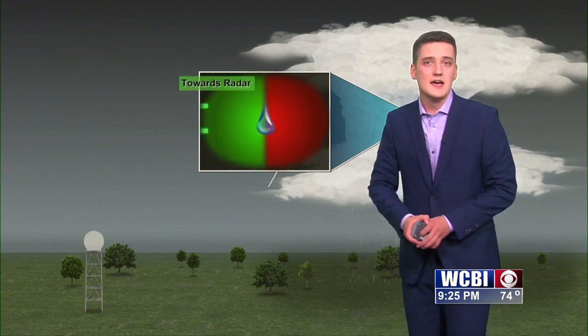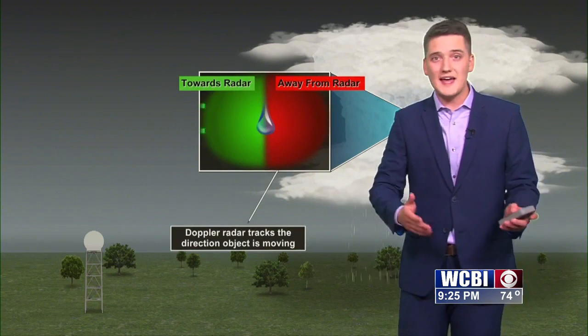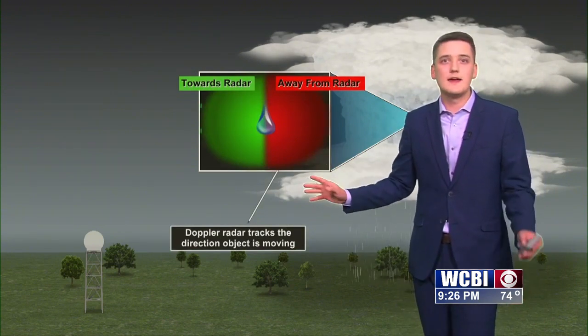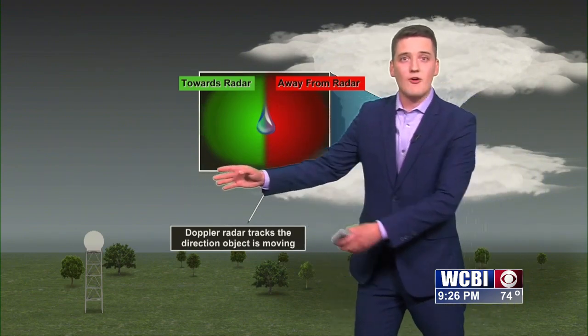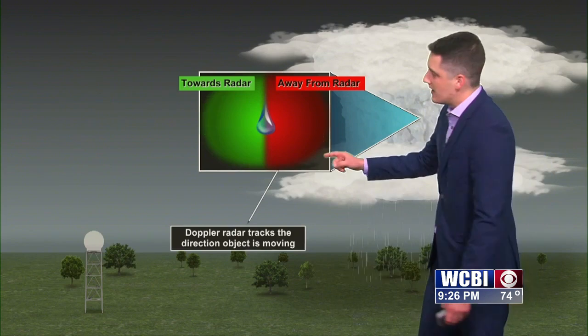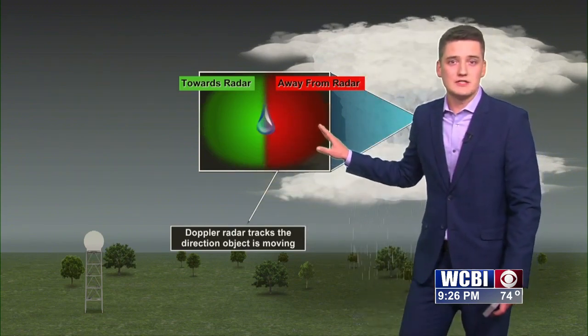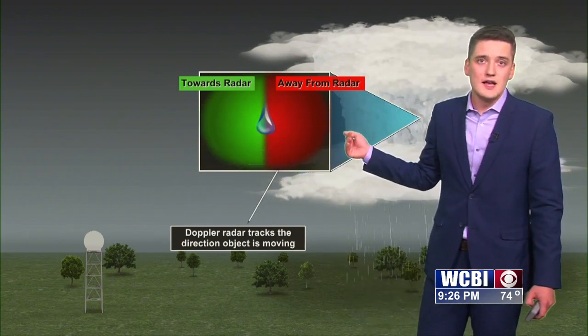And then you may have also seen us use this product we call velocity with the red and green colors. A lot of times we use it to show storm rotation, which way the winds are blowing. Well, when the radar sends that pulse of energy out and it hits that water droplet, the beam is also able to see which way the object is moving. If it's moving toward the radar, it shows up as green. If it's moving away from the radar, it shows up as red.